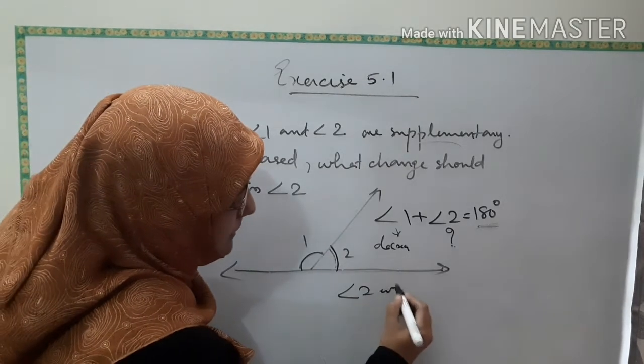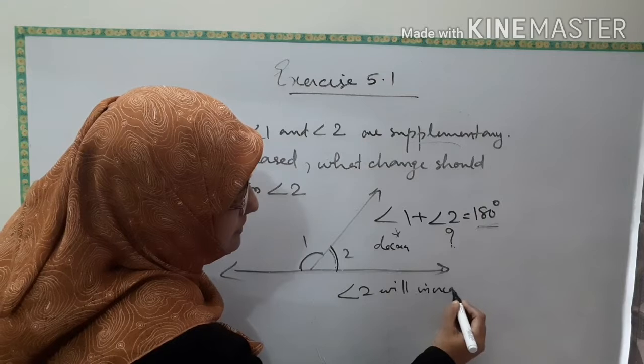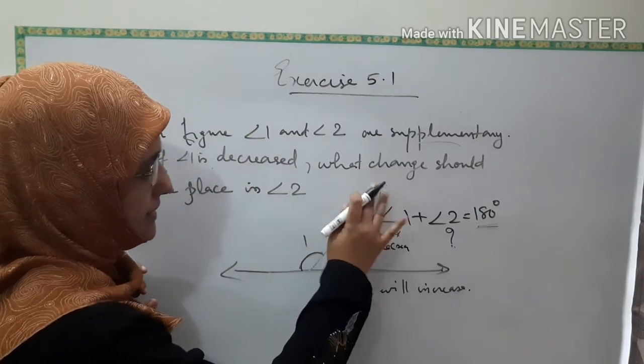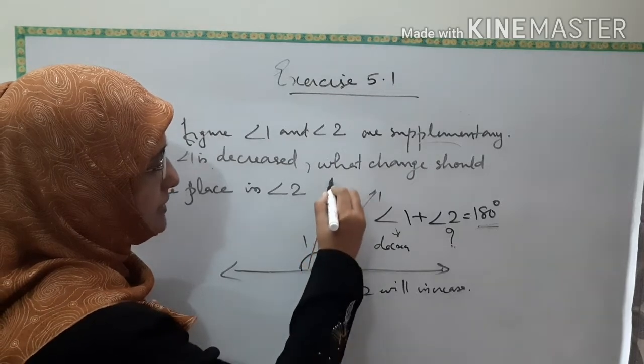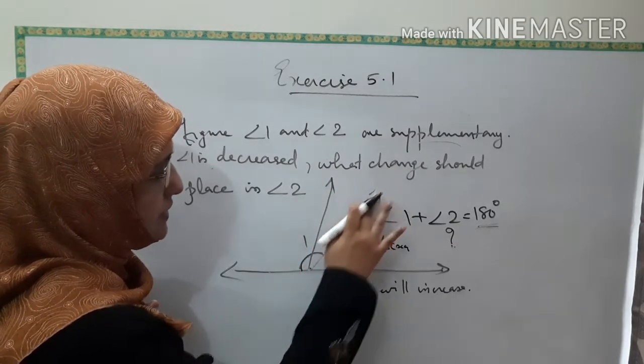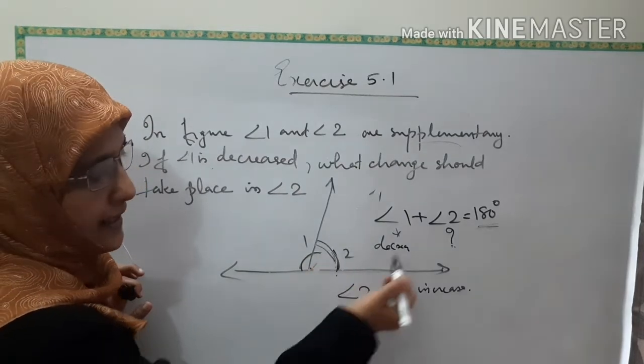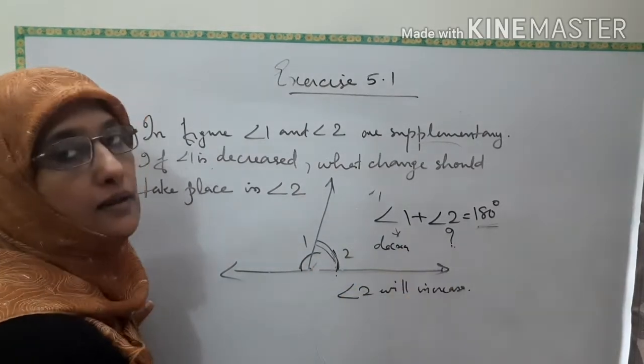Angle 2 will increase. See, decreasing means, if this line is here, when you decrease it, it will be here somewhere. If you are decreasing this much, so what will happen to angle 2? Angle 2 will increase. So angle 1 decreases, angle 2 will increase.